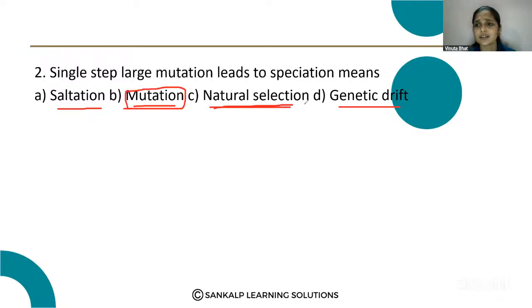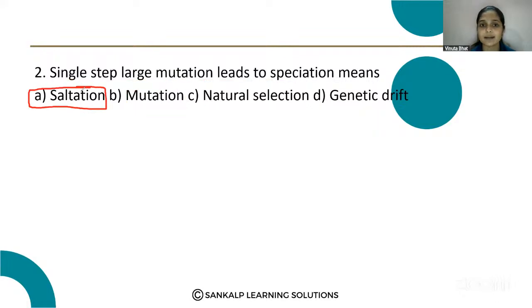Natural selection, that is Darwin's theory. And genetic drift, the change in the gene pool that occurs by chance, is called genetic drift. So the definition, single step large mutation leads to speciation, that is nothing but saltation. Option A. So here this is saltation. Okay, option A is the correct answer.